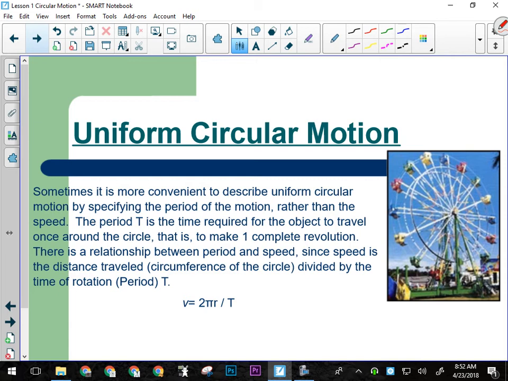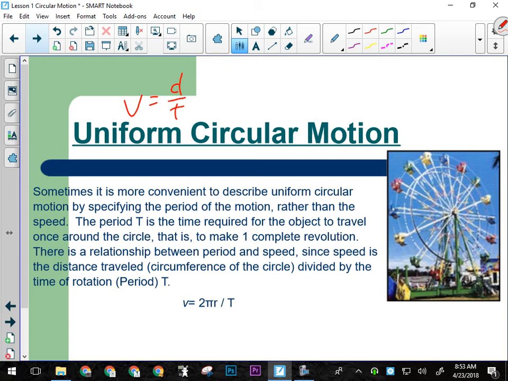Okay, so sometimes it's more convenient to describe uniform circular motion by specifying the period of the motion. That is, how long does it take for the object to go around the circle one time? Okay, so we can calculate the speed of the object as it goes around and around the circle, as long as we know the distance and the time, right? I mean, this is the oldest formula we've been dealing with, v equals d over t.